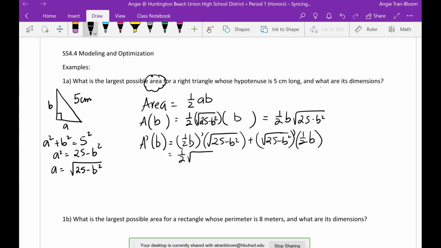1/2, okay. So times 25 minus b squared. Over here, I would have a 1/2, 25 minus b squared to the what power? -1/2, okay. Don't forget the chain rule, times what? The chain rule said times -2b, and then drop down my 1/2b. Okay, let's try to make it really, really pretty. So, why don't you try to simplify that for me to see how far you can go?